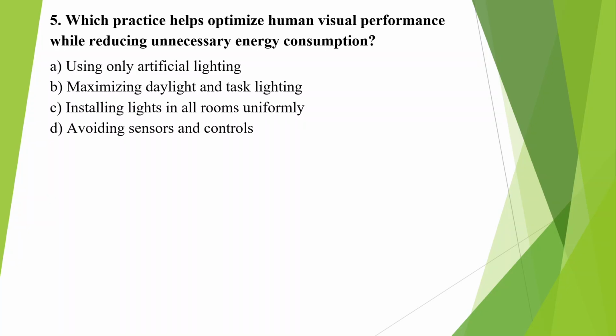Whether you will be utilizing artificial lighting, or maximizing daylight and task lighting. There was discussion about task lighting and its key role in reducing energy consumption, so based on that you can try to recall and answer. Or whether you can achieve both by installing lights in all rooms uniformly, or the last one, avoiding sensors and controls. Which option do you think is the most appropriate answer for this particular question?